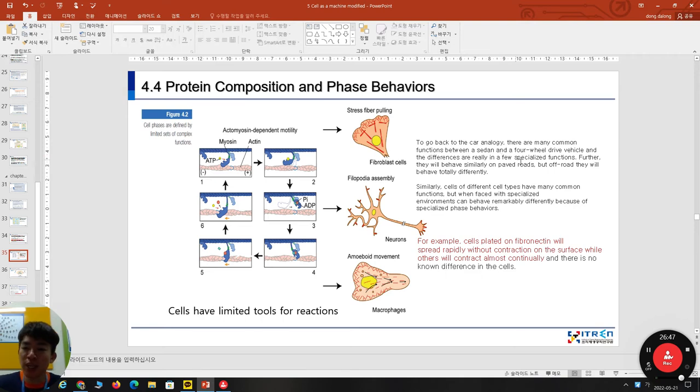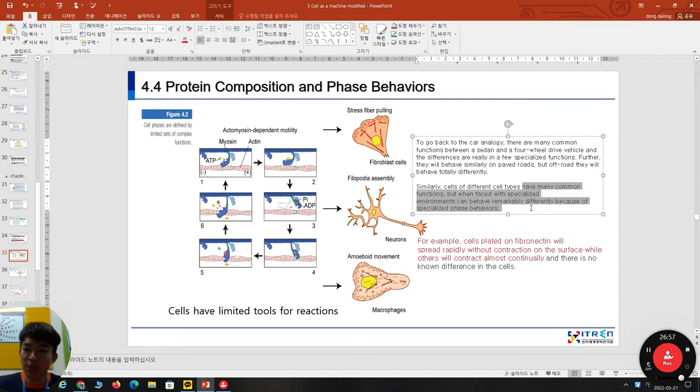really in a few specialized functions. Further, they will behave similarly on paved roads, but off-road they will behave totally differently. Similarly, different cell types have many common functions, but when faced with a specialized environment, they can behave remarkably differently because of specialized cell behaviors.